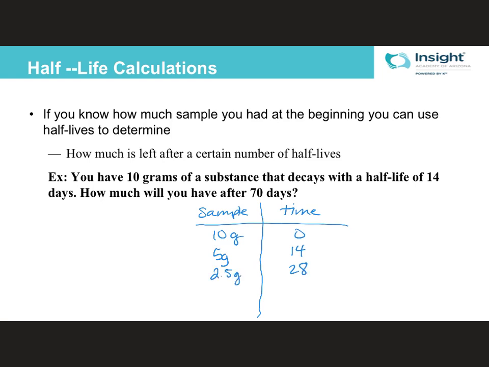All right, and then if I add 14 to that again for a third half-life, that is gonna be 42 and 1.25 grams. All right, and then another one is gonna bring me up to 56, which will be 0.62-ish grams. And last, one more half-life gets me to 70, so I would have 0.31 grams.